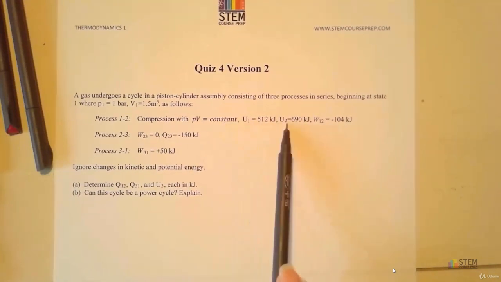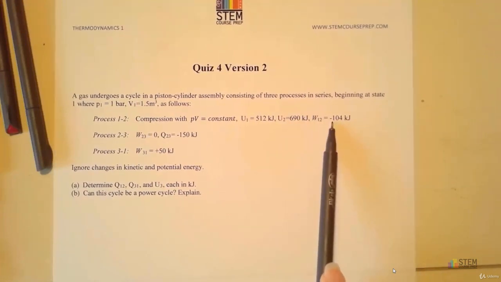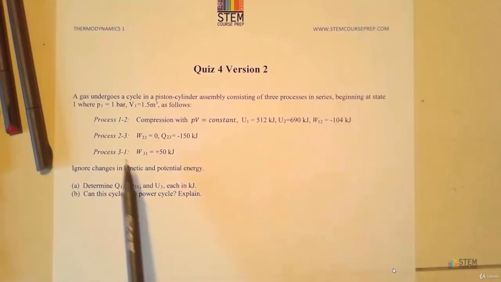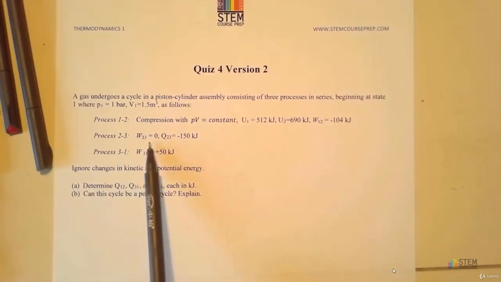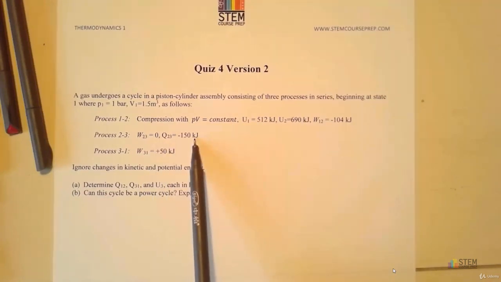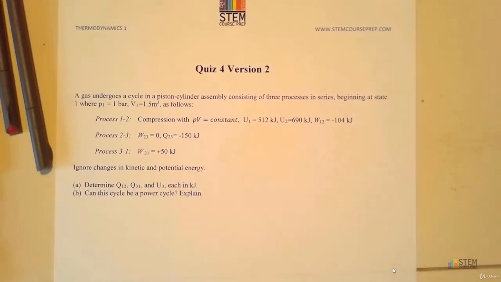We're given our internal energies for states 1 and 2, and we have the work for this process. Notice it's negative 104. Process 2 to 3, we have our work, which is 0, and then our heat transfer term here, Q, is negative 150. Finally, process 3-1, our work is a positive 50 kilojoules. We're going to ignore kinetic and potential energy.